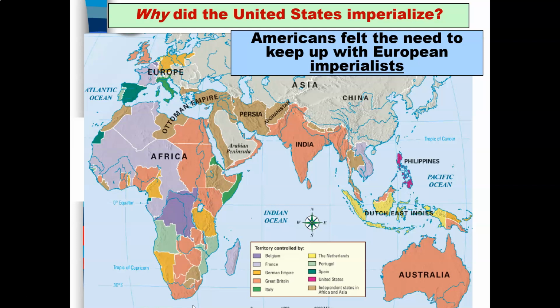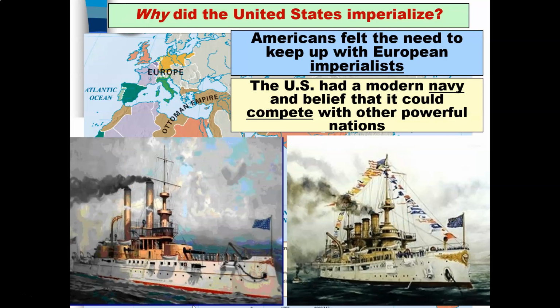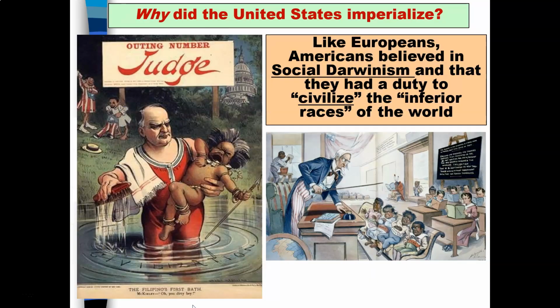As you can see from this map here, you have Belgium, you have France, you have the German Empire, you have Great Britain, Italy, the Netherlands, Portugal, Spain. They were all trying to get new territories in order to, in a way, take away their raw materials and sell those colonies the finished products or finished goods. And the United States did not want to fall behind. The U.S. had a modern navy and also a belief that it could compete with other powerful nations.